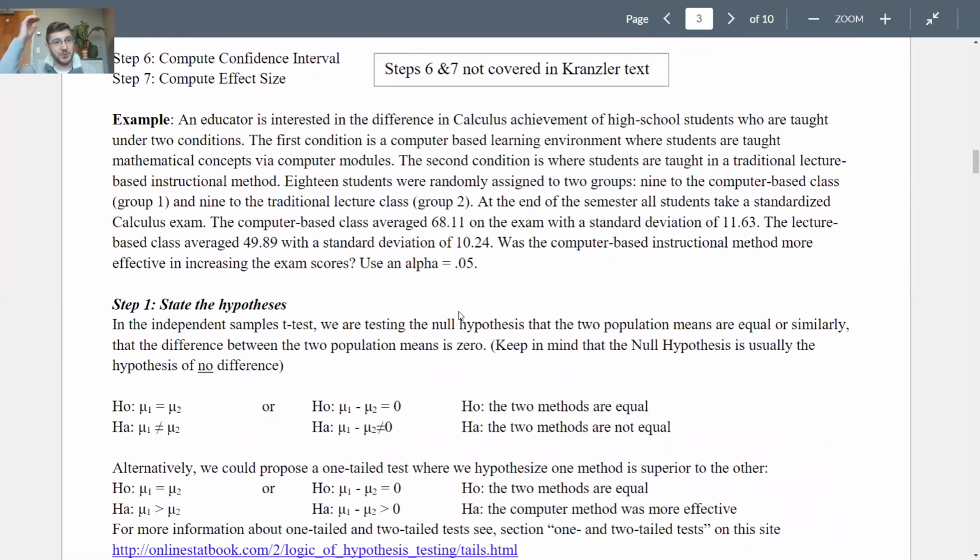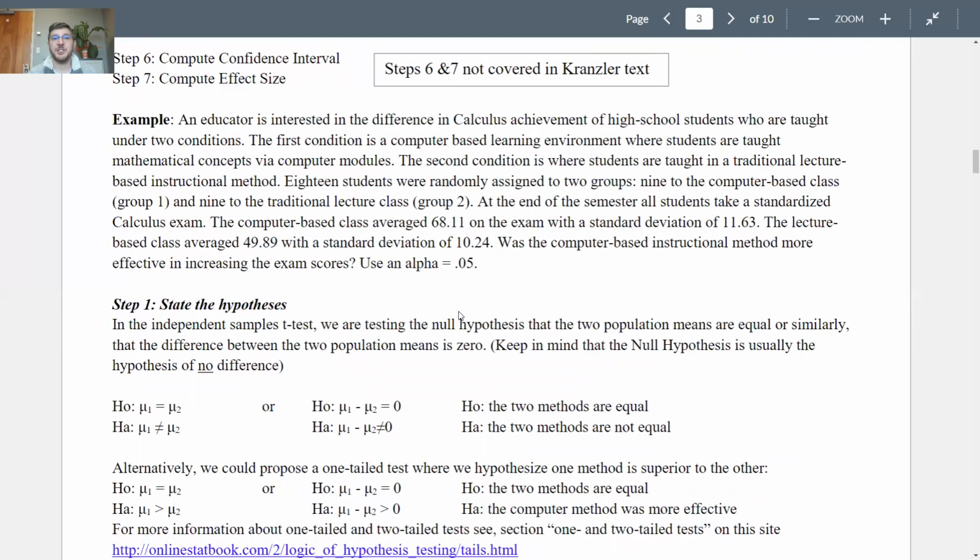So let's work through an example together. An educator is interested in the difference in calculus achievement of high school students who are taught under two different conditions. The first condition is a computer-based learning environment where students are taught math concepts via computer models. The second condition is where students are taught in a traditional lecture-based instructional method. So 18 students were randomly assigned to two groups. 9 were assigned to the computer-based class and 9 were assigned to the traditional lecture-based class. At the end of the semester, all the students took a standardized calculus exam.